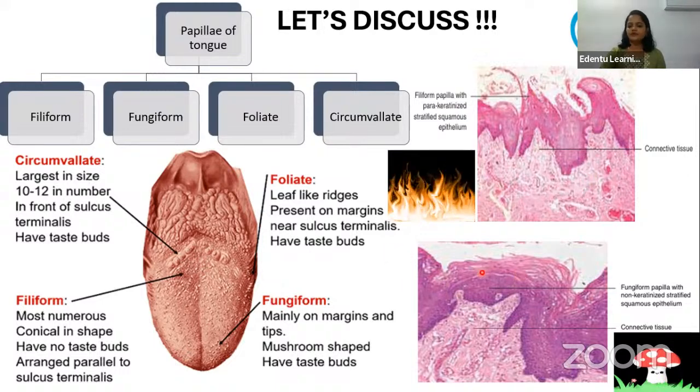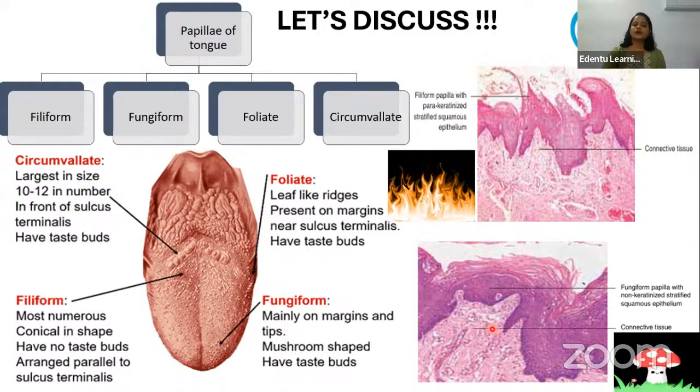Now, if you look at the fungiform papillae, the keratinization will not be seen. It will usually be non-keratinized, and a lot of blood vessels will be seen in the underlying connective tissue also. That's why it appears red in color. So it will be non-keratinized with a lot of blood vessels in the underlying connective tissue.